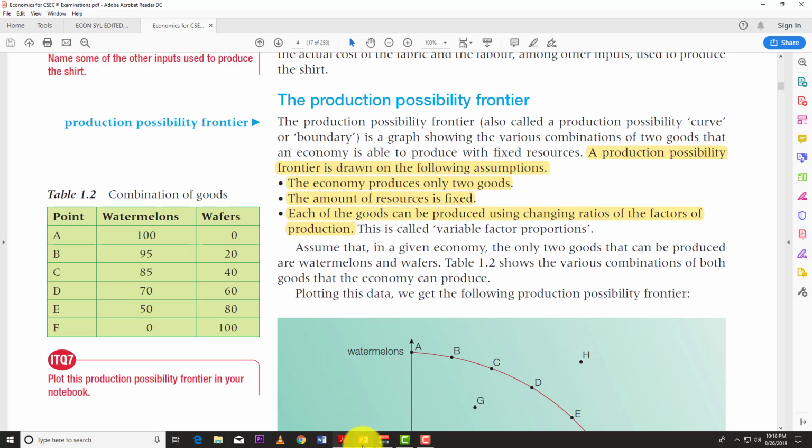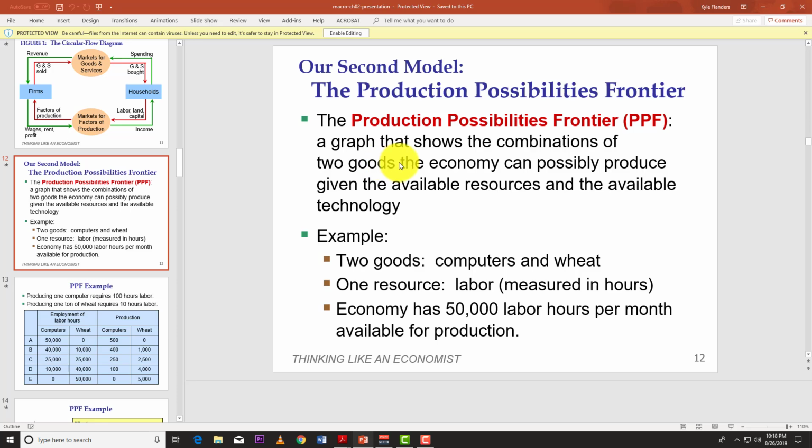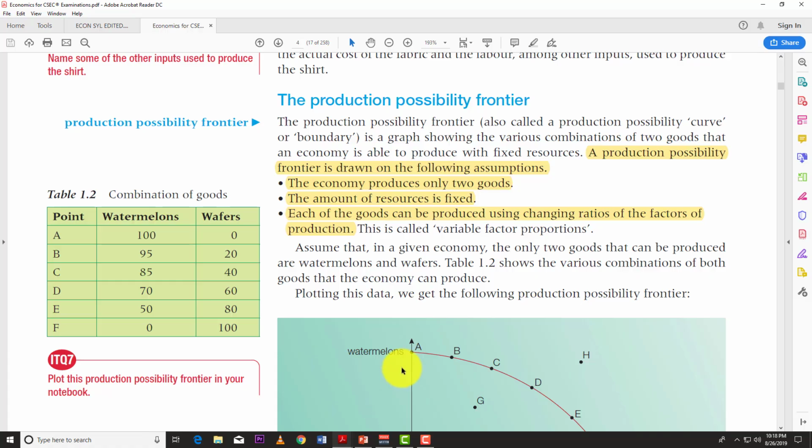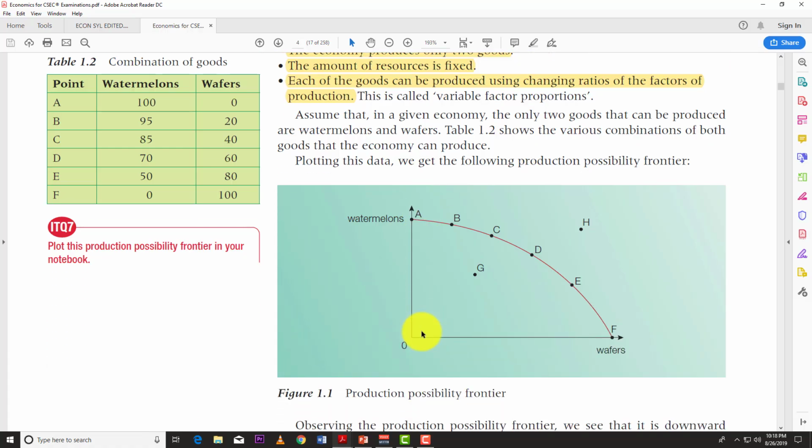We defined a PPF, a graph that shows the combination of 2 goods the economy can possibly produce given the available resources and the available technology. That's the definition. It's a graph. Now let's move on from the definition. So, illustrate the production possibility curve. We have shown it. It's right here. That's the production possibility curve.